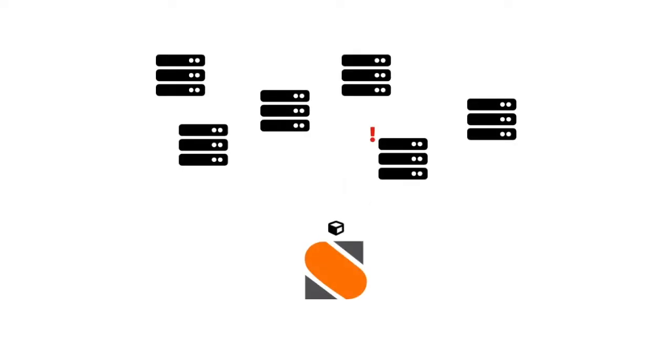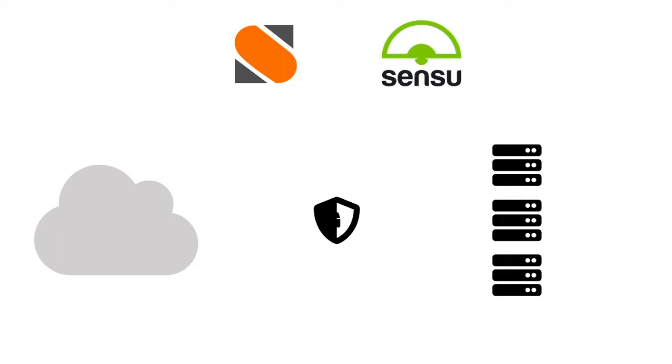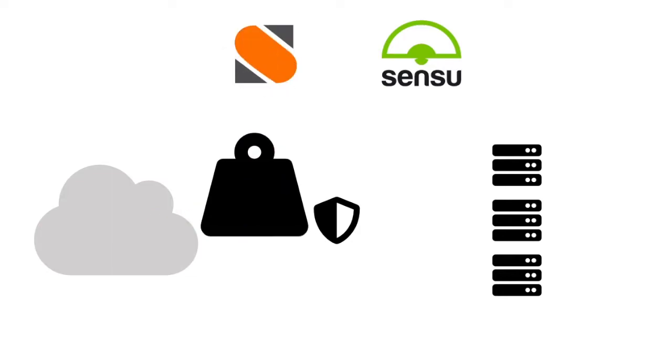StackStorm is an event-driven automation platform used in a variety of scenarios, including auto remediation, security event handling, and infrastructure automation. For example, if you had a security appliance at the edge of your infrastructure inspecting packets for anomalies, it could alert Sensu of potential bad actors.